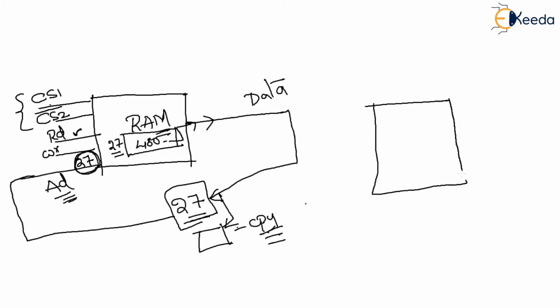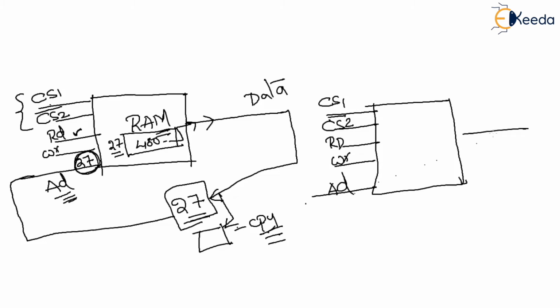Okay. Again, CS1, CS2, read, write, address, data. CS1, CS2 bar, read, write, address, data. Okay. Now the CPU wants to write something, transfer something, into the address 23.